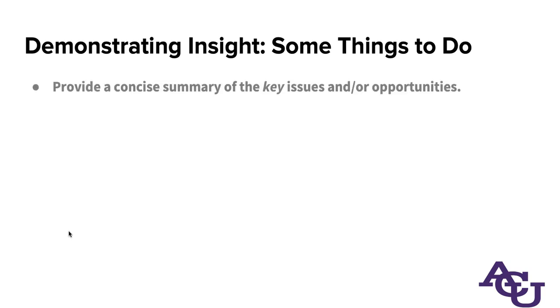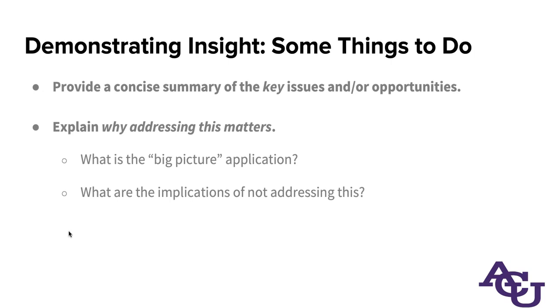On the other side, some things to do when you are demonstrating insight into something. Make sure you provide a concise summary of the key issues or opportunities. I say concise summary because there will always be more details than you have space to include, and details that will be distracting to have. So make sure you focus on the most important things and demonstrate that those are important by discussing them. If you're not discussing them, well, then they're probably not important enough to be including in your concise summary.